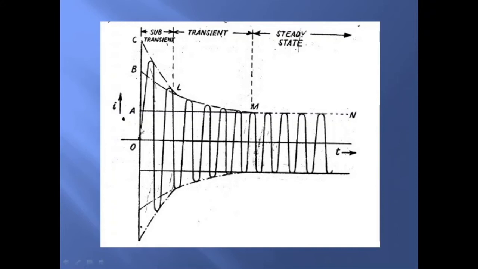Now here again, you can see the first 2 to 3 cycles are categorized as the subtransient state, then the later part is the transient state, and the later part is the steady state. The subtransient period lasts for 2 to 3 cycles, the transient period lasts for 5 to 8 or 5 to 10 cycles, and then the steady period goes on with the normal current.